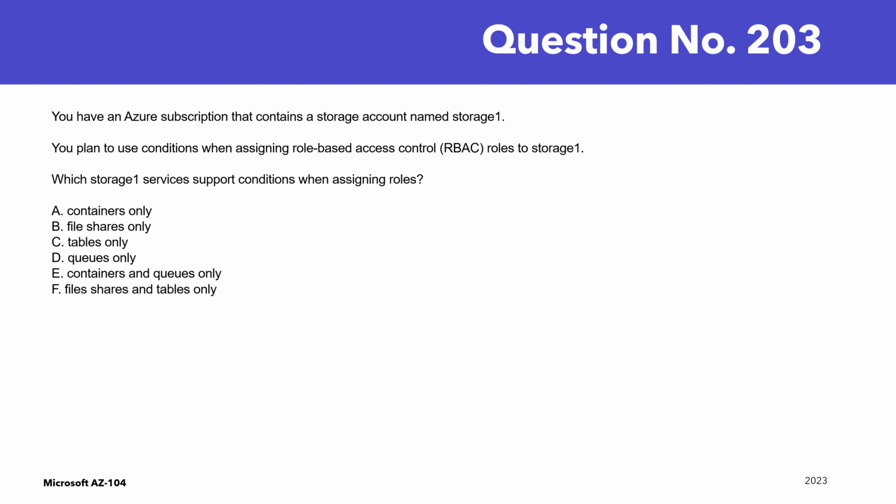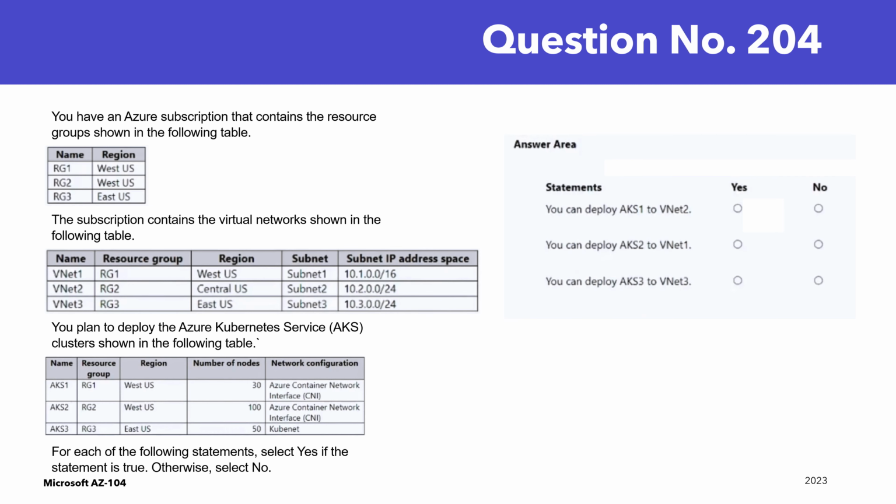You have an Azure subscription that contains a storage account named Storage1. You plan to use conditions when assigning role-based access control, RBAC, roles to Storage1. Which Storage1 services support conditions when assigning roles? A. Containers only. B. File shares only. C. Tables only. D. Queues only. E. Containers and queues only. F. File shares and tables only. Correct answer. A.